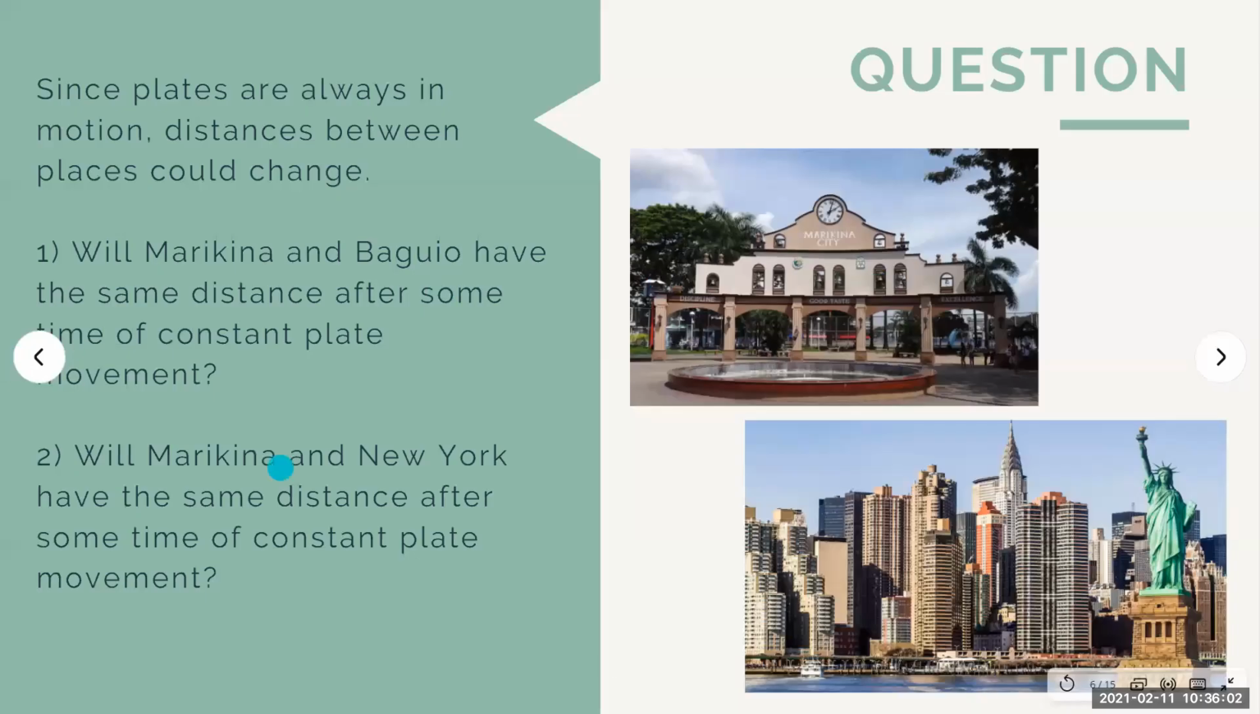Okay, so question muna. Since plates are always in motion, distances between places could change. By simple logic, we can identify that, diba? That some distances between places could change. The first question would be, will Marikina and Baguio have the same distance after some time of constant plate movement? Okay, you can answer, guys. What do you guys think? Will they have the same distance?